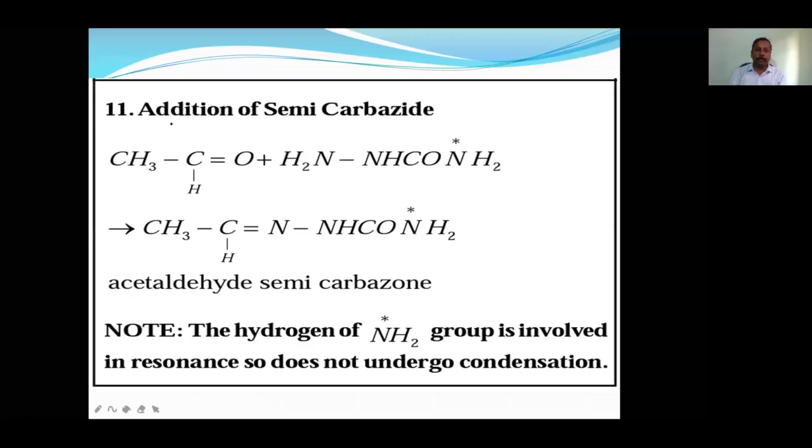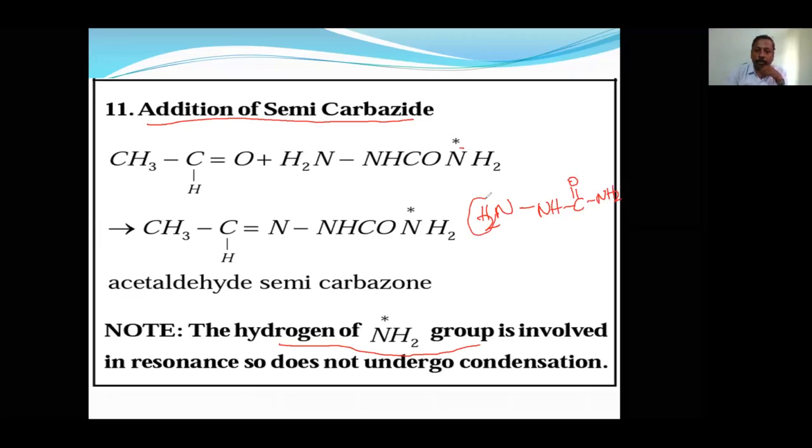Okay, next one is addition of semicarbazide. Semicarbazide is very important. Here the question will be: why is this group involved and why is the other group not involved? The hydrogen of the NH2 group is involved in resonance, so it does not undergo condensation. See, I will write the detailed structure here: NH2, NH, C double bond O, and NH2. So this hydrogen only will go and react with the oxygen.